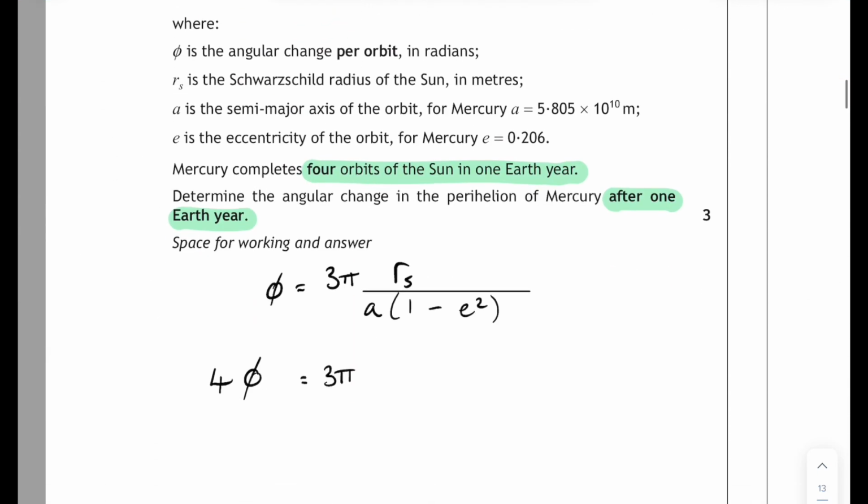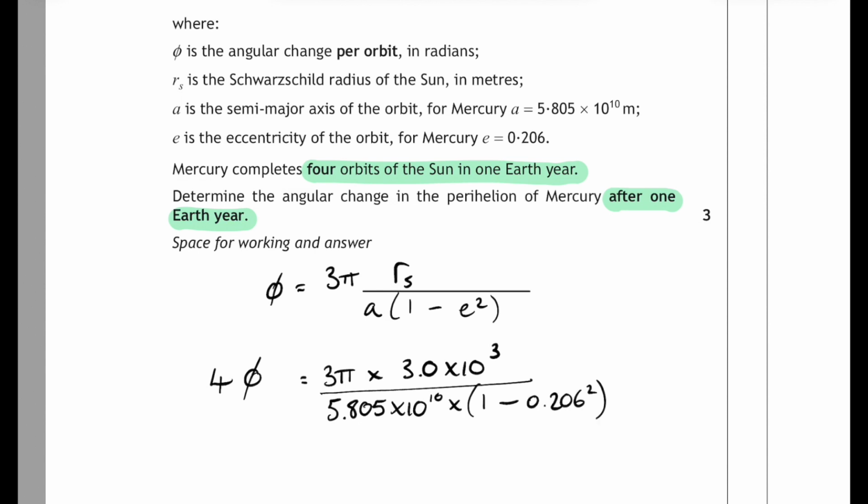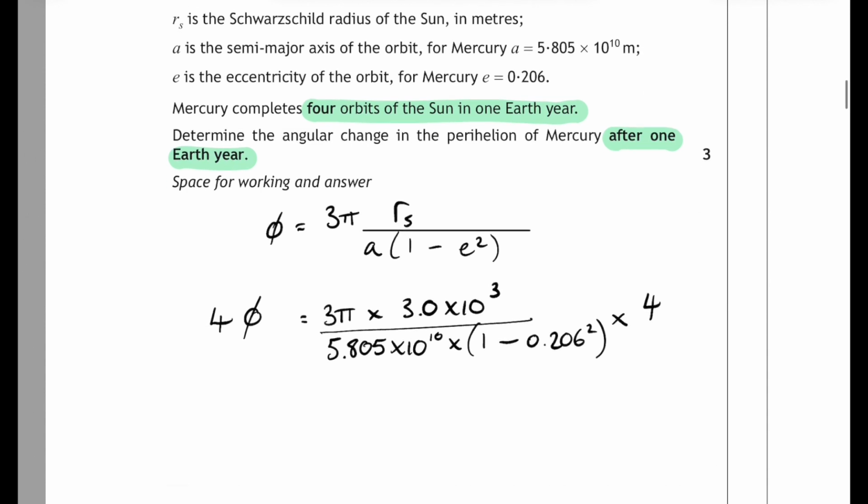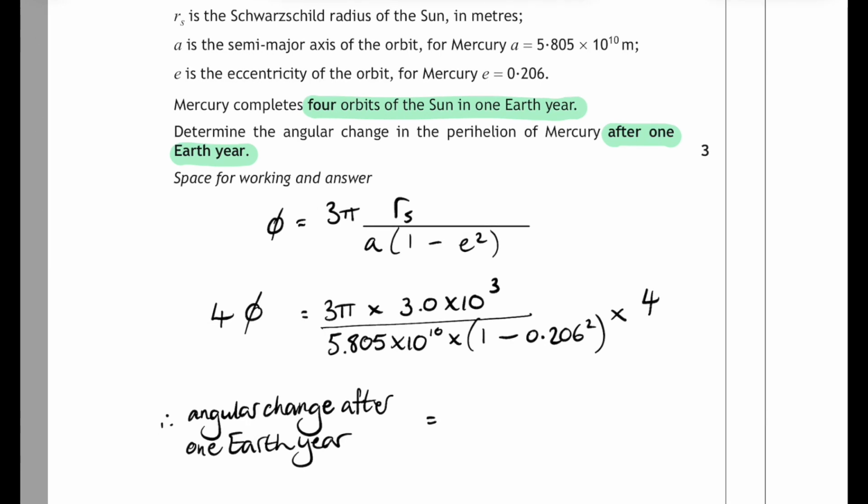It's 3.0 times 10 to the 3, and we're told that A is 5.805 times 10 to the 10, times 1 minus E squared, and E is 0.206, and remember that's times 4 because it's 4 orbits in 1 year. And so therefore the angular change after 1 Earth year is equal to 2.0 times 10 to the minus 6 radians. And we're given our answer to 2 significant figures.